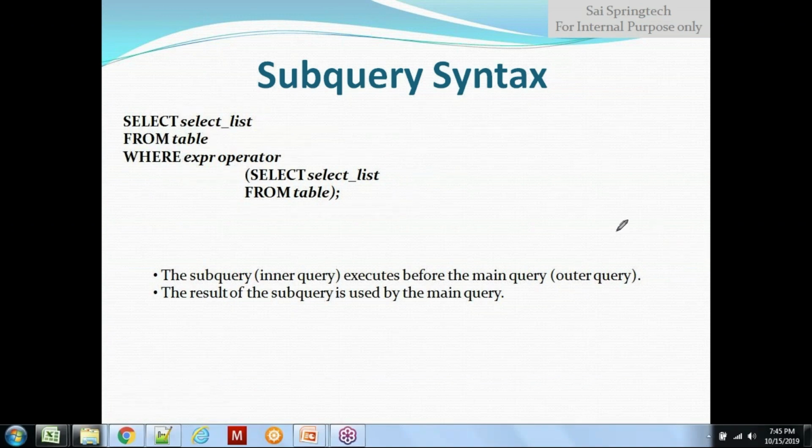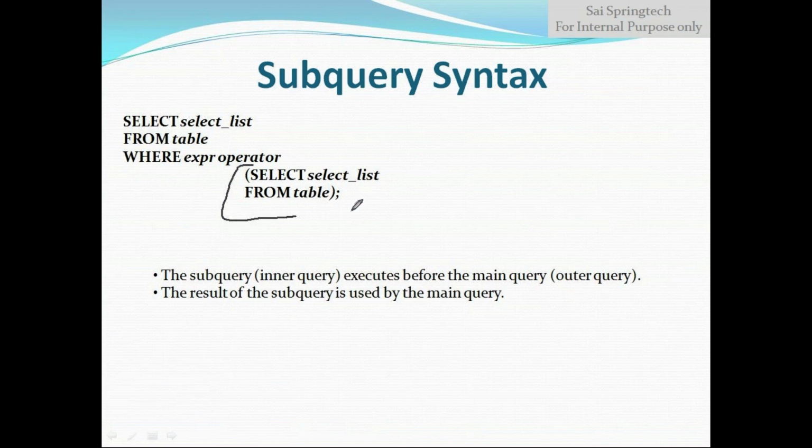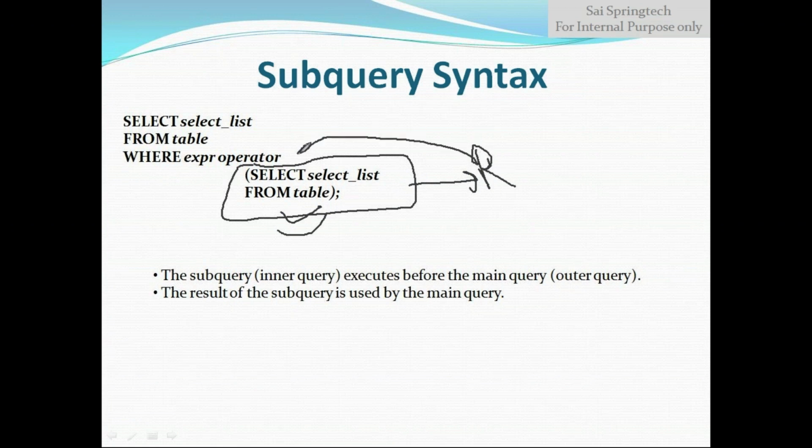What happens is the subquery generally executes first, and whatever output I get is used to complete the query condition of the main query. So first this is executed, then whatever result I get here will be substituted in the operator, in the where clause condition. And then the main query will be executed. This is the whole process of how this query will work.